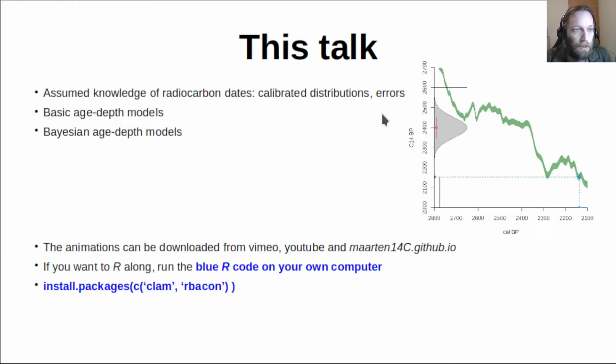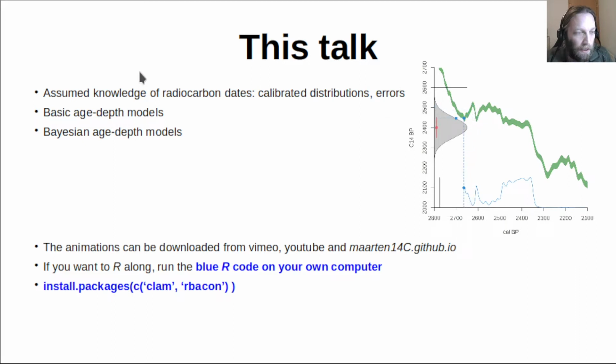In this talk, we assume that you already know about radiocarbon dates, how they are measured, what their errors are, how we calibrate them. And for example, that you understand that where a calibrated distribution is higher, those calendar ages are more likely for that radiocarbon date.